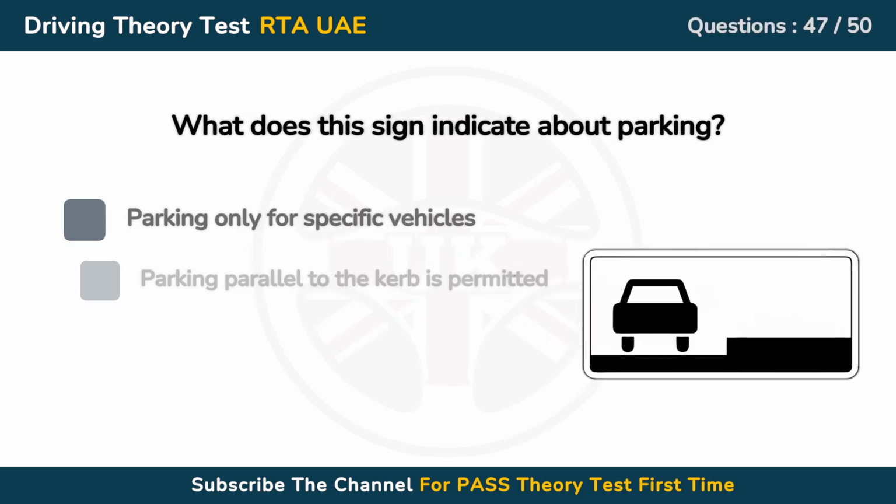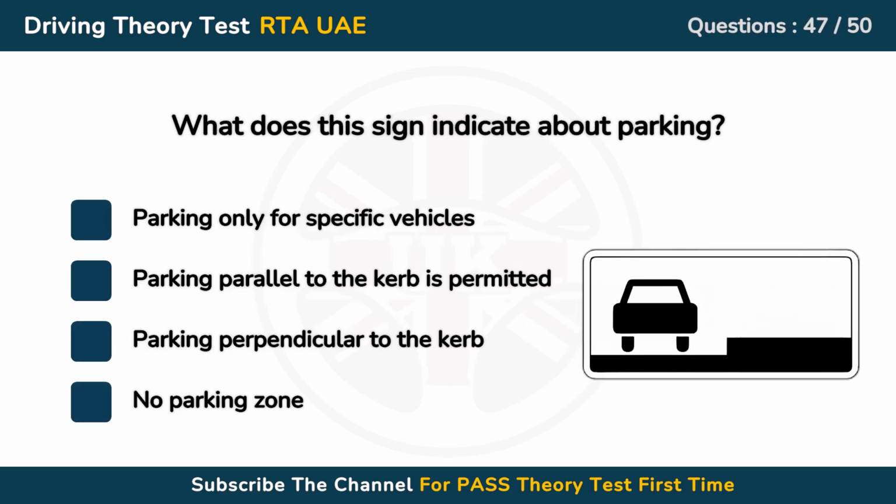Question 47. What does this sign indicate about parking? A, parking only for specific vehicles. B, parking parallel to the curb is permitted. C, parking perpendicular to the curb. D, no parking zone.